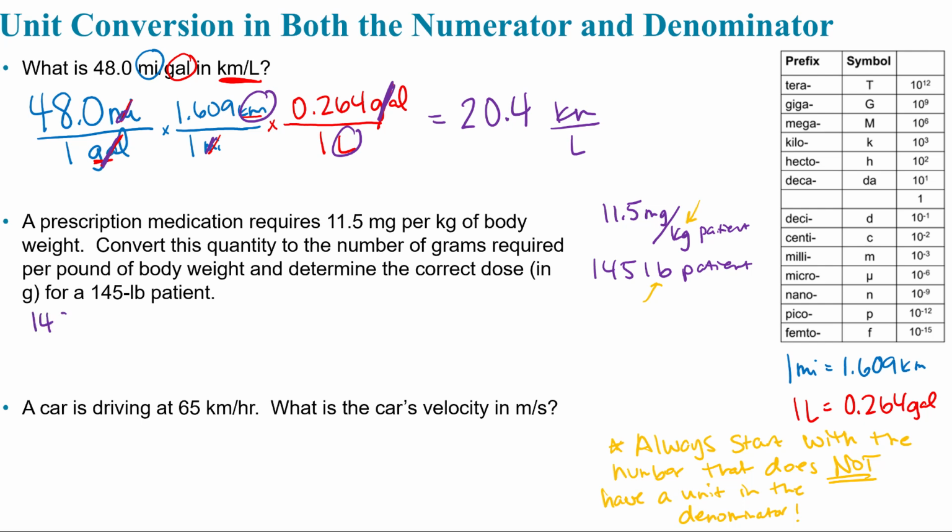So I have a 145-pound patient. Now this says that it's 11.5 milligrams of the drug per every kilogram of the patient. So I have to be able to use this, and I can't use that right now because I have pounds. I don't have kilograms. So I have to convert these pounds to kilograms. So on your sheet, it says that there are 453.6 grams in a pound. So 1 pound is 453.6 grams. They still don't have kilograms though.